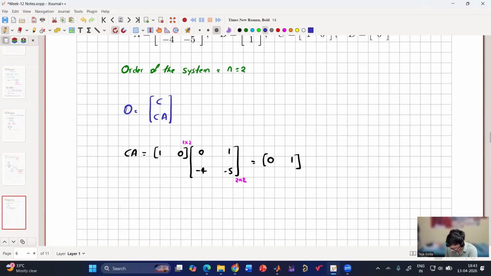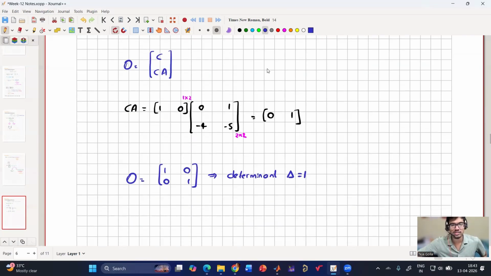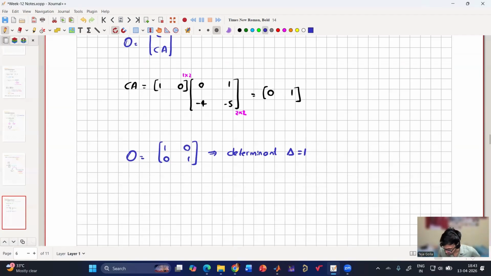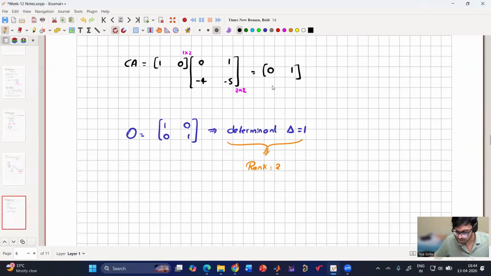So my observability matrix O is C, which is [1, 0], and CA, which is [0, 1]. If you check, the determinant is non-zero. The determinant is equal to 1. So the rank is 2 because the determinant is not 0. So it is observable. The given system is observable.